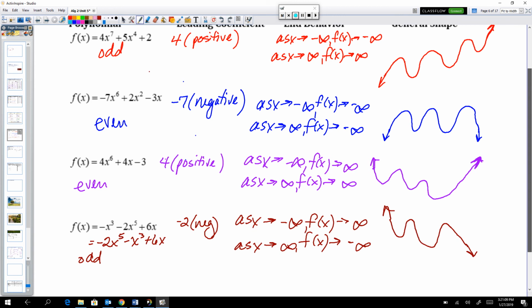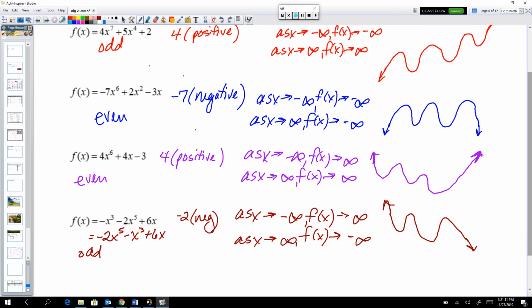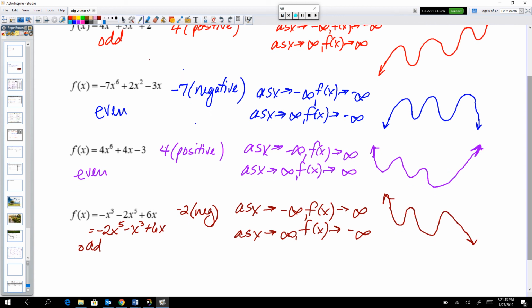We had the terms in the wrong order. That's why the instructions included, please make sure you put them in standard form or the right order. So the proper order of this is negative 2x to the 5th and so on. That means the degree of this is a degree of 5. That's the highest power in the list, so a degree of 5. And the number glued to that x to the 5th power is a negative number. So we've got an odd degree, a negative leading coefficient.